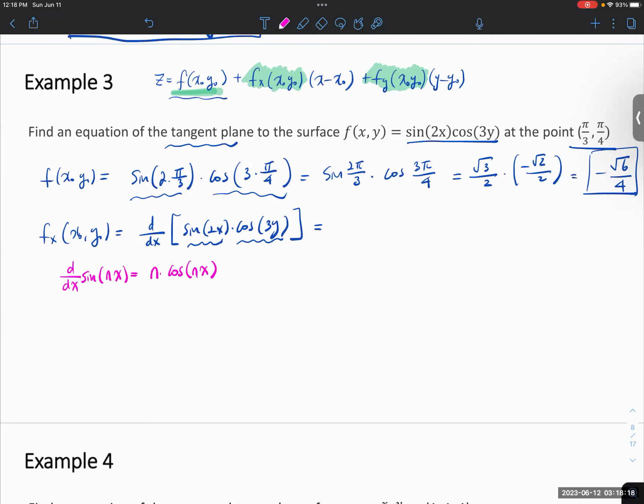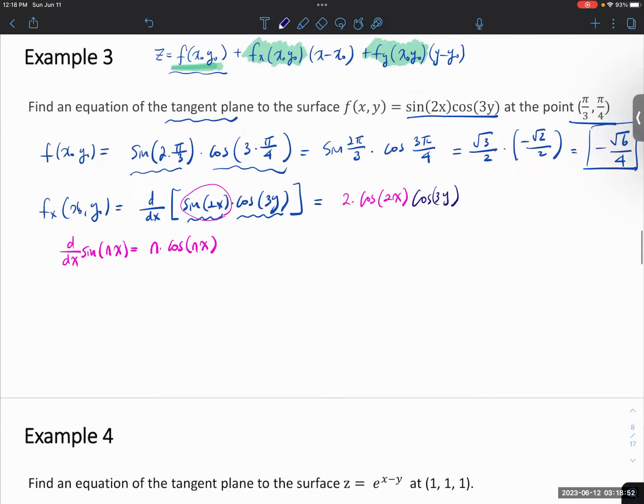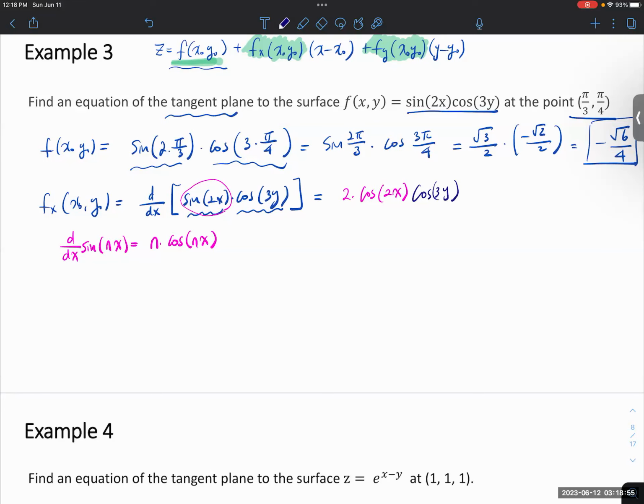What are you guys going to do? Let me just double check d over dx of sine nx. Yep, so this is correct. So we are going to have 2 times cosine of 2x, and then the cosine 3y is a constant, so we don't need to change anything. So that's the partial derivative with respect to x.